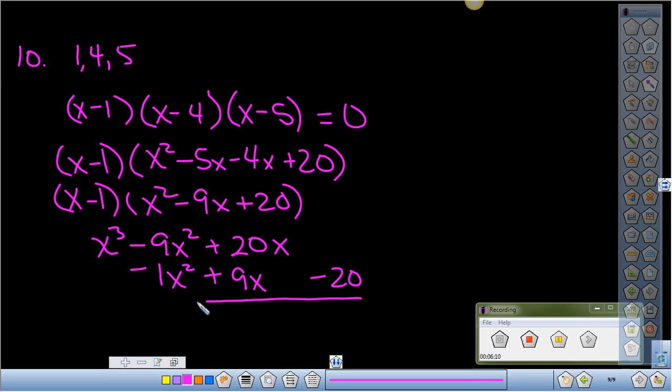And now when I combine these two lines, I get x cubed minus 10x squared plus 29x minus 20. And that is your answer. And that does conclude this video.